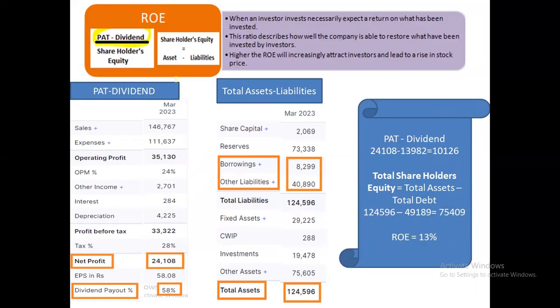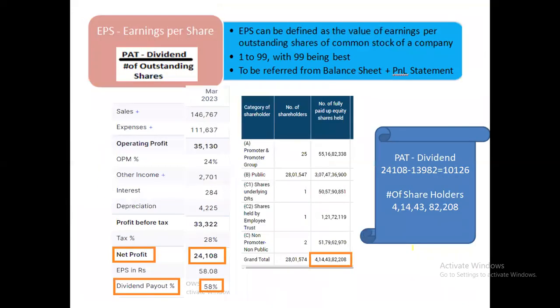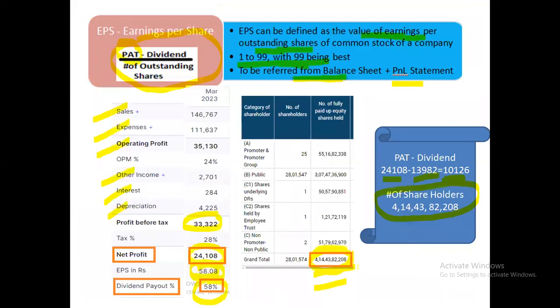Here what exactly are we looking for? Shareholders equity itself. How exactly is shareholders equity calculated? We just calculated it in the previous slide. Total shareholders equity is nothing but total assets minus total debts. In earnings per share, we get only PAT minus dividend divided by the total number of outstanding shares. That tells us how much earning per share is happening to the shareholders.